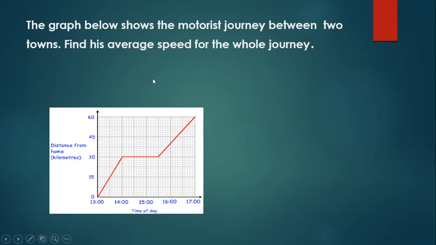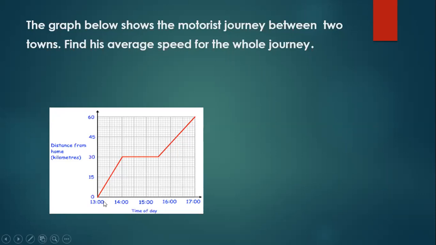If I call this one town A to town B, so the distance from town A to town B, you'll just see this is 0 kilometers. You follow this line until you reach here, it is 60 kilometers. So speed is equal to distance over time. So what is the distance from town A to B? It is 60 kilometers.